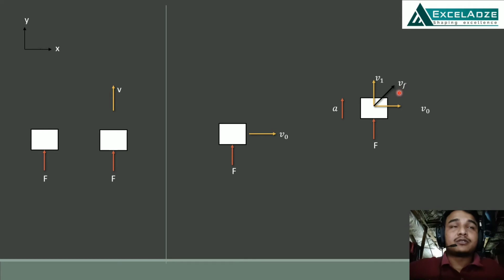Okay, so we can see a very unique part. Whenever we apply a force perpendicular to something, it does not affect the perpendicular component of the velocity. It only affects the direction of the force. Okay, this same concept can be applied in projectile motion.